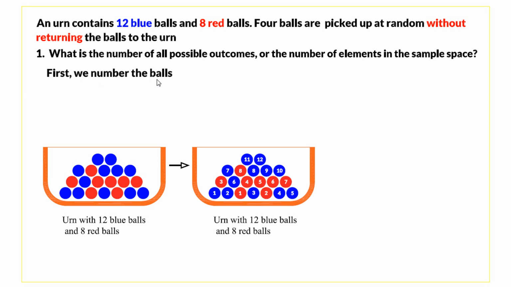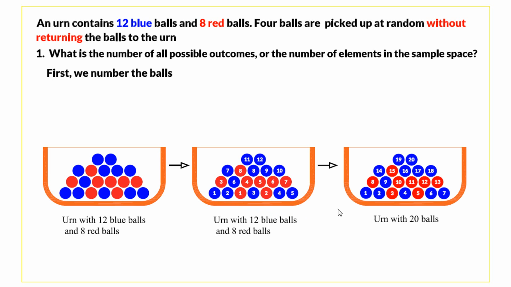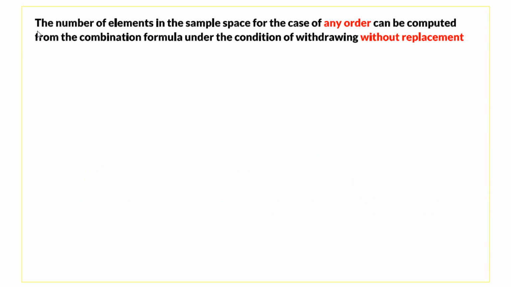First, we number the balls to make them distinguishable. So we number red balls from 1 to 8 and blue balls from 1 to 12. Now, even though we have these two balls having the same name 1, one is blue and one is red. Or we can number these balls from 1 to 20 to give them distinguishable identity. And now we can answer the question.